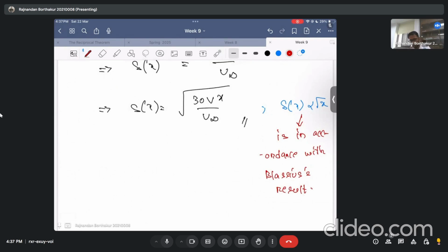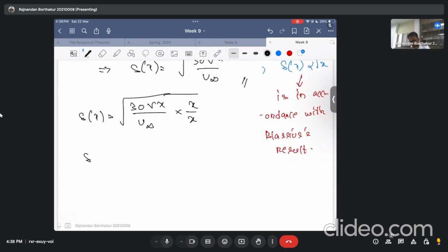Okay, we can do one more thing here from this expression of delta of x. What I can do is I can write this delta of x as square root of 30 nu x by u infinity. I'll multiply and divide the entire equation by x. Okay. And then if you rearrange this, what you can show is that this becomes delta as a function of x.